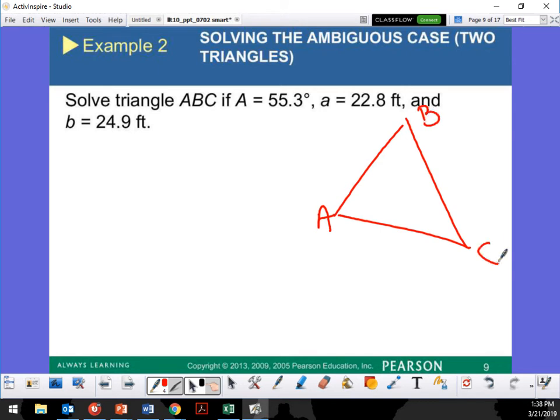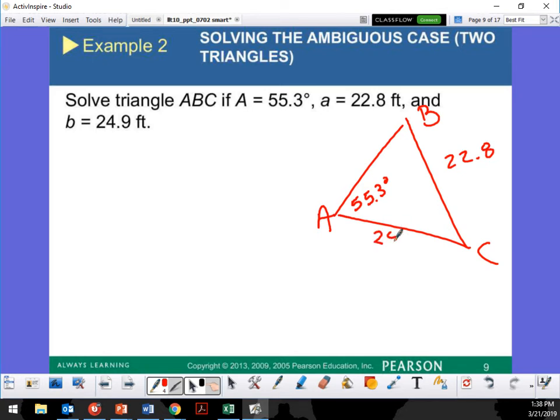Okay. Like I said, I don't know the scale. I'm just drawing a triangle, and I'm going to put things where they go. It's not going to be to scale. You just need to know what side goes with what, because opposite big A is little a, right? So we need to be able to label it correctly. So this is 55.3 degrees, little a is 22.8, and little b is 24.9.